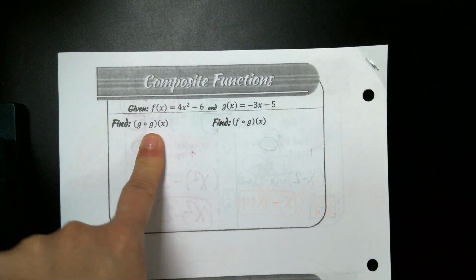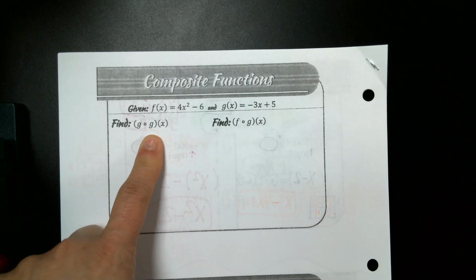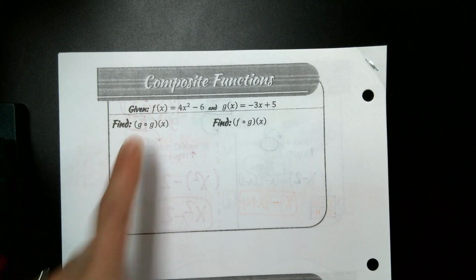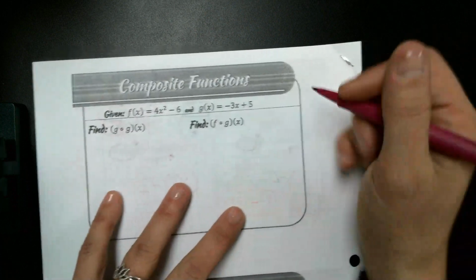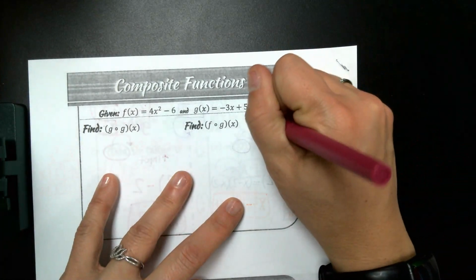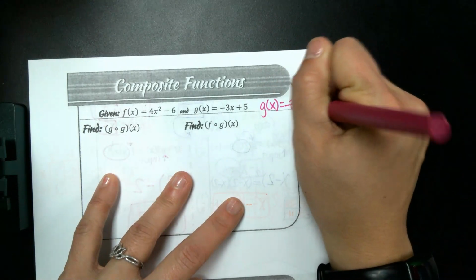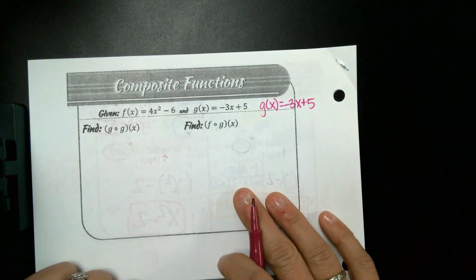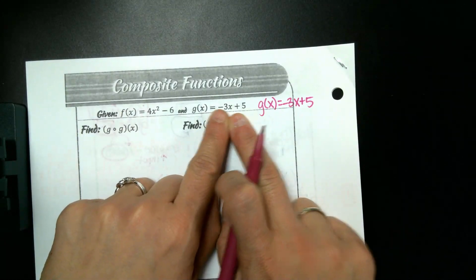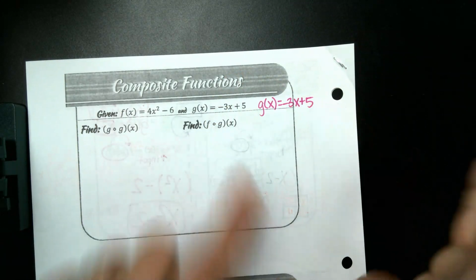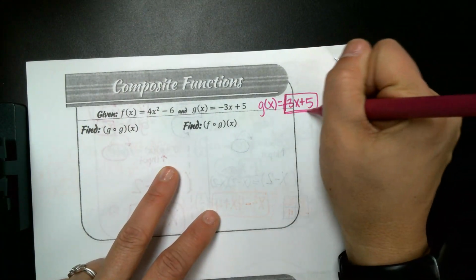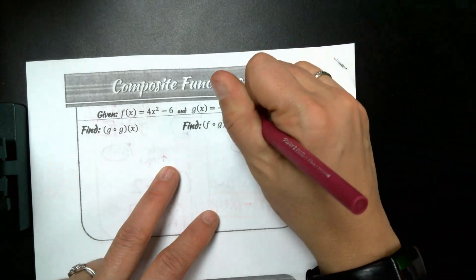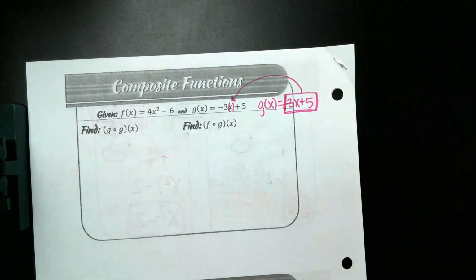What does this one say? What do they want us to plug in? They want us to plug G into G. They want you to plug G into itself, which sounds really strange, but up here at the top, go ahead and copy down G again. I know it's already here, but if they want me to plug a G into G, I like to physically see it. Okay, here, the negative 3x plus 5 is what I'm going to plug in over here where the x is.